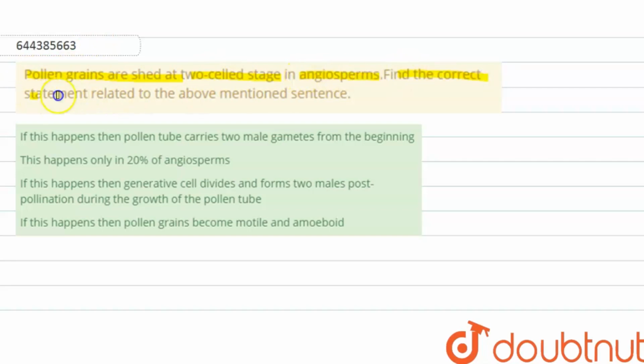Hello, the question is, pollen grains are shed at two-celled stage in angiosperms. Find the correct statement related to the above mentioned sentence. Okay, and the options are, if this happens, then pollen tube carries two male gametes from the beginning. This happens only in 20% of angiosperms.